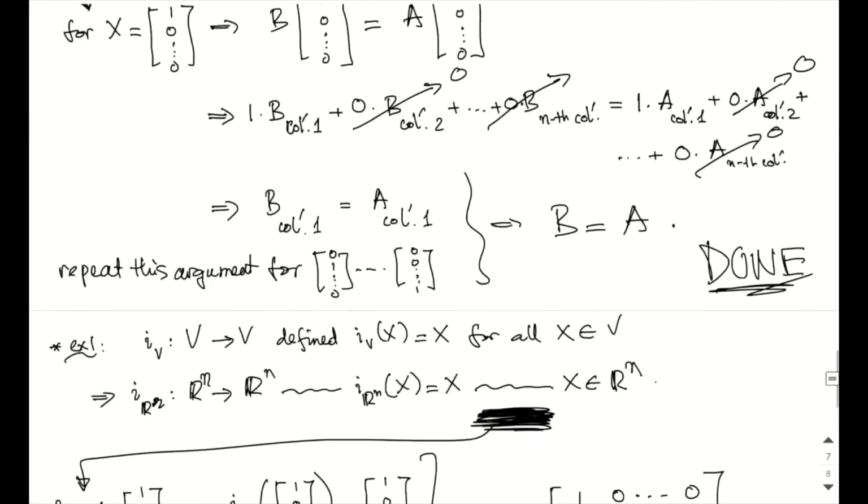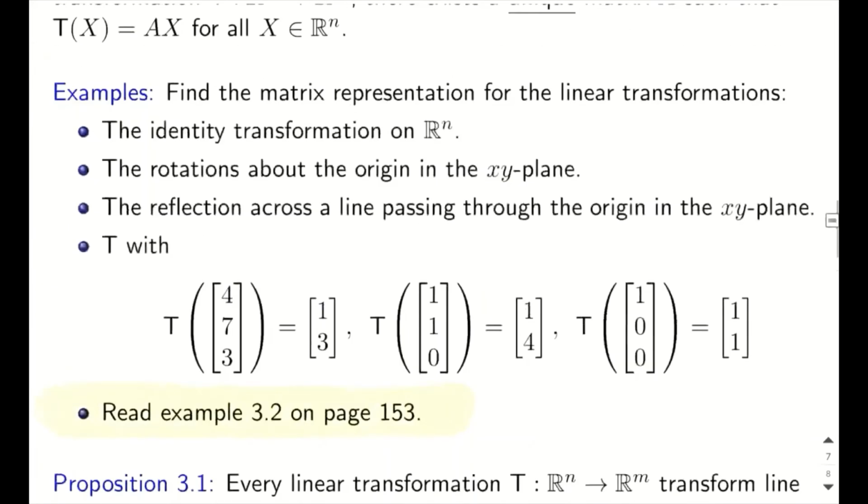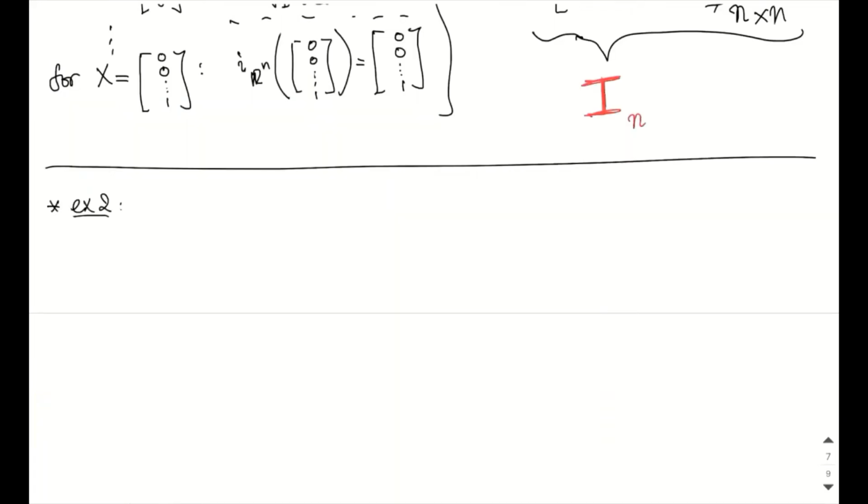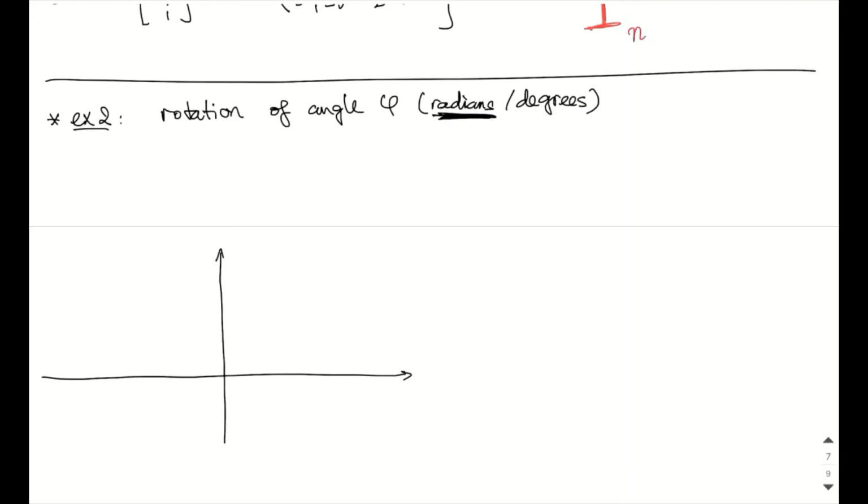Okay, so next we are going to consider the second example, the rotations about the origin in the xy plane. So the xy plane is in fact another way of saying R2. It is a linear transformation. We know that. Now find the matrix representation for it. Example number 2. Let's consider the rotation of an angle, say phi. Of course, this rotation is going to be from R2 to R2, the plane to the plane.